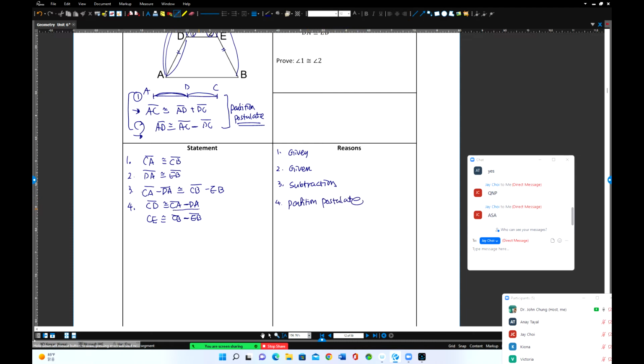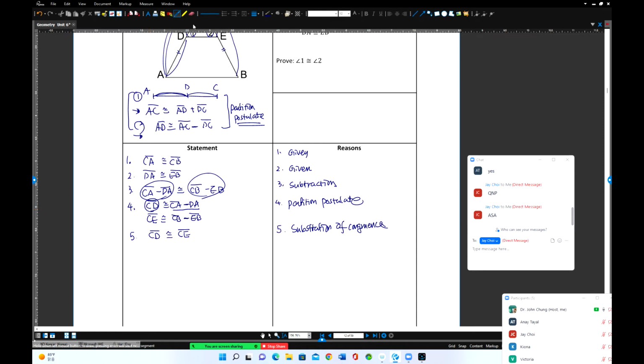After that, CA minus DA is replaced with CD. That is a substitution. So this one is CD, and the other one over here is CE. CD equals CE, they are congruent. That is what? Substitution. That's enough. Or sometimes congruence, because they are congruent.